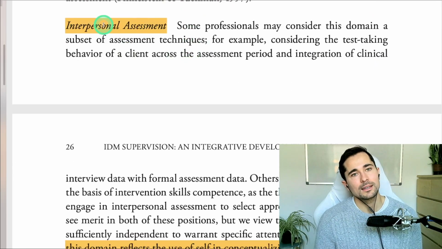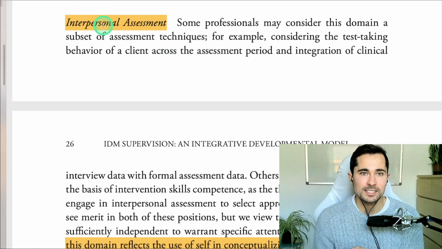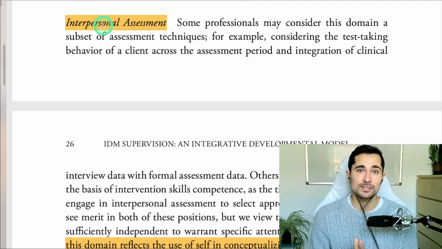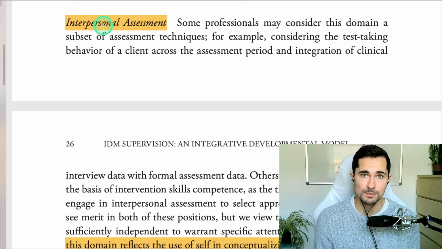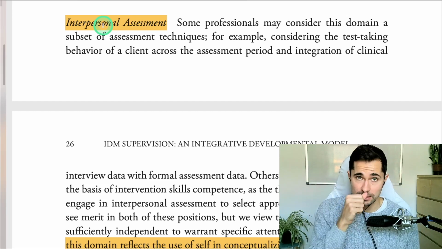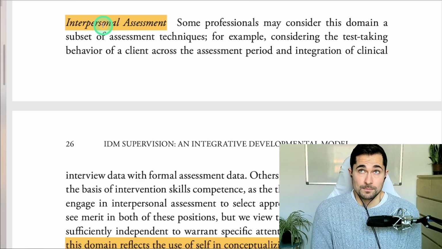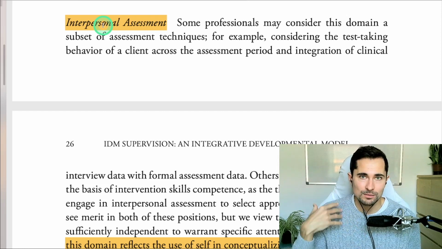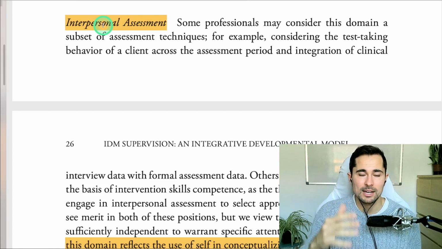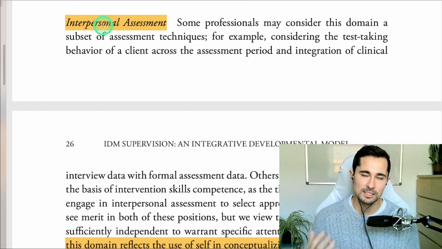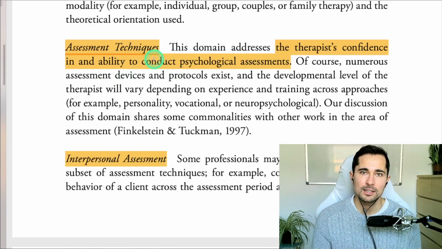Interpersonal assessment. So sounds very similar to assessment techniques. Assessment techniques might be more about the knowledge about different forms you use, the questions you ask in assessment, how to do risk assessments, things like that. Whereas interpersonal assessment is about your use of self in assessment. So how do I use my internal reactions, my thoughts and feelings I have in response to my client, to the other person? How do I use my own reactions, my own internal life to make assessments? Slightly different to the more objective form filling of this type of assessment.